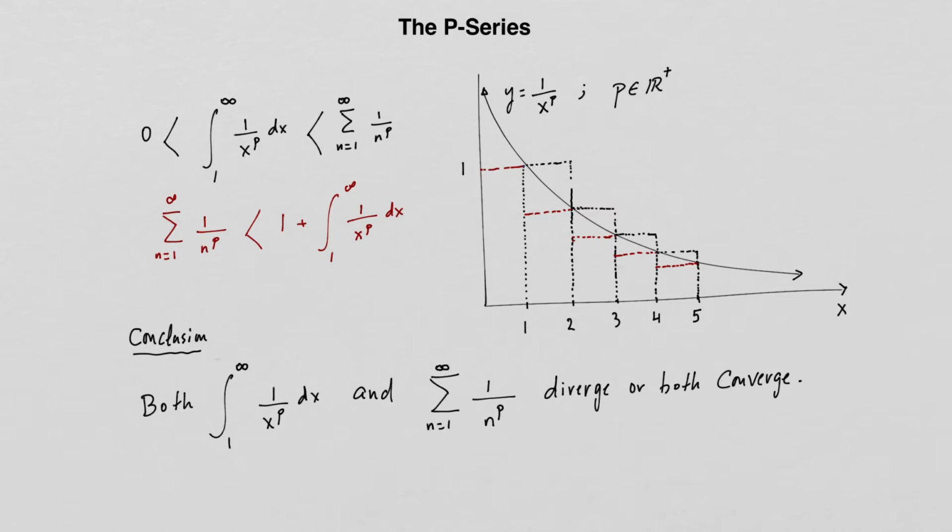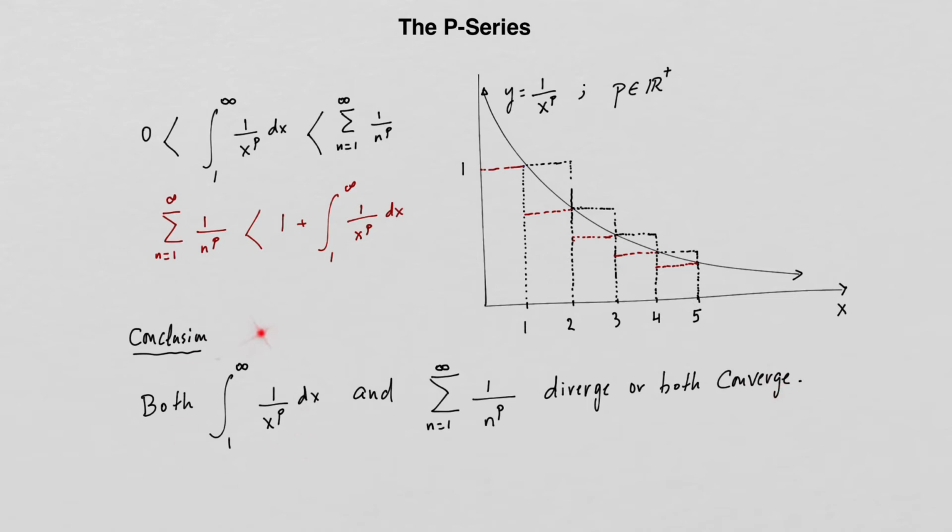Conversely, if the integral converges, you add 1 to it, it still converges, then the sum must converge as well. Therefore, the integral and the sum, they both behave the same way. They both diverge or both converge.